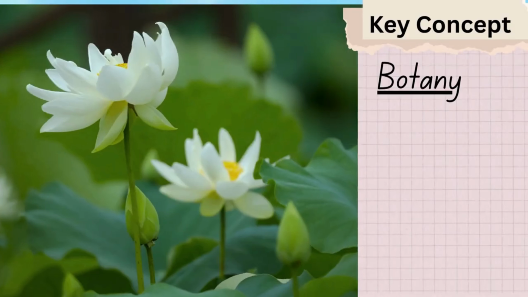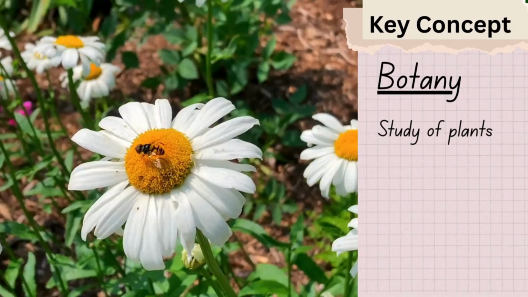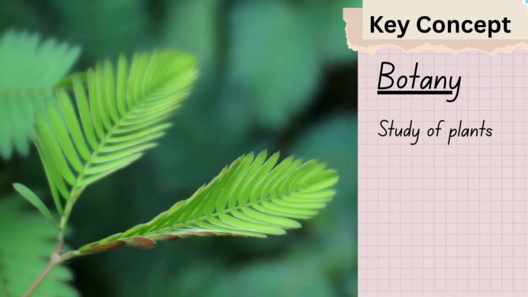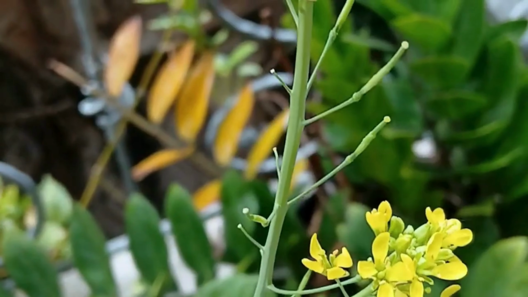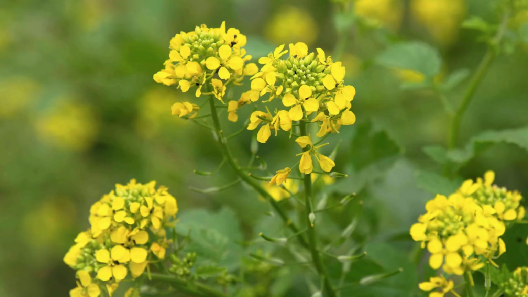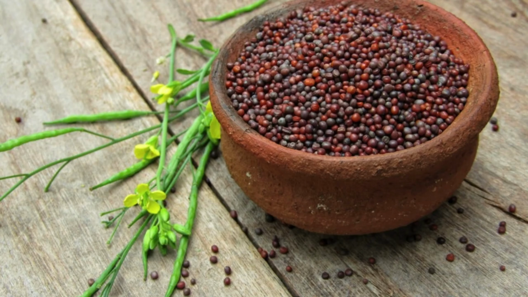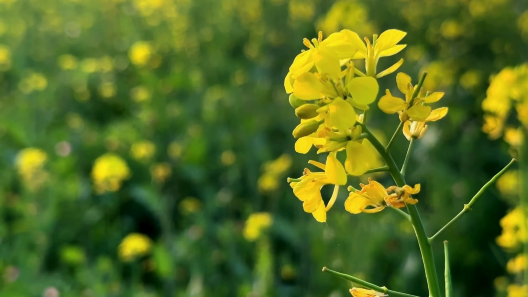First is botany. It is the study of plants where we learn about their structure, growth, reproduction, and how they interact with their environment. For example, if we take a mustard plant in botany, we study its roots, stem, leaves, flowers, seed formation, and how factors like soil, water, and sunlight affect its growth.